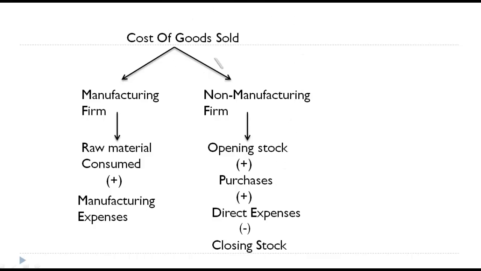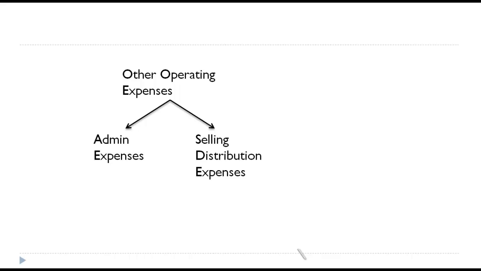So the cost of goods sold is different for manufacturing and non-manufacturing firms. For manufacturing it is your material cost plus manufacturing expenses. For a non-manufacturing firm it is your purchases plus direct expenses and the difference between the opening and closing stock. So this is important to understand cost of goods sold. And we were also mentioning other operating expenses, that could be the admin expenses and selling and distribution expenses. So operating cost basically consists of the cost of goods sold and other operating expenses. So we will find operating ratio.